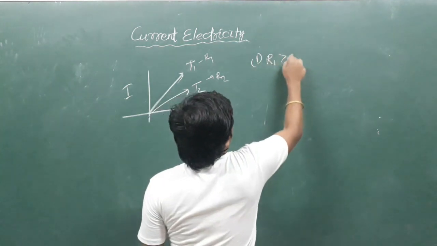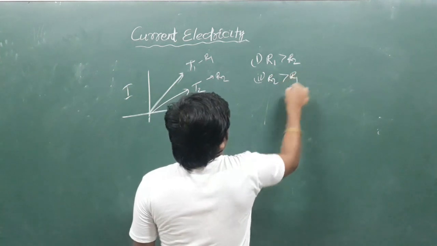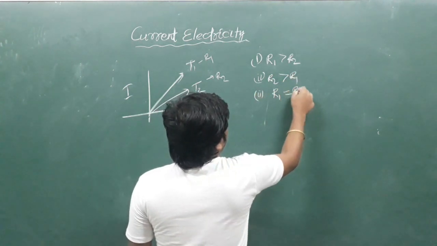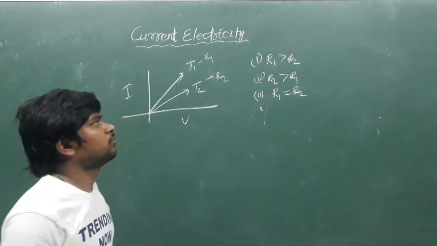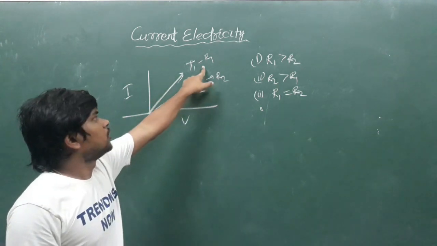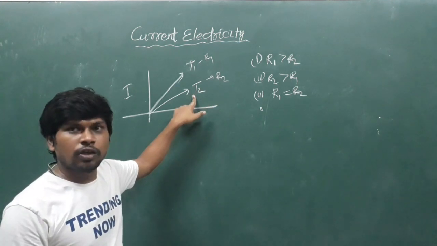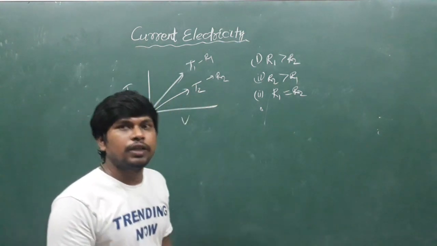R1 is greater than R2, R2 is greater than R1, R1 equals R2, or none of these. Alright, which of the three options is correct? Is R1 greater or R2? R1 is the resistance at temperature T1, R2 is the resistance at temperature T2. They have plotted a graph. So how much will be the resistance?